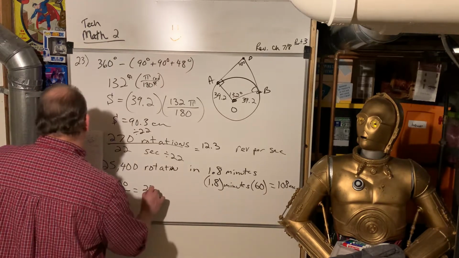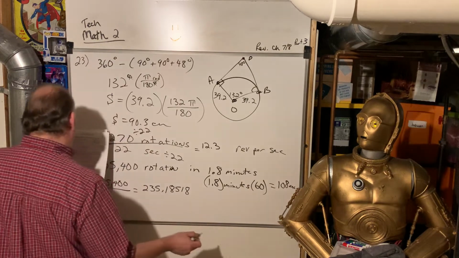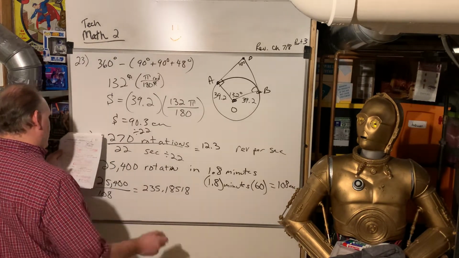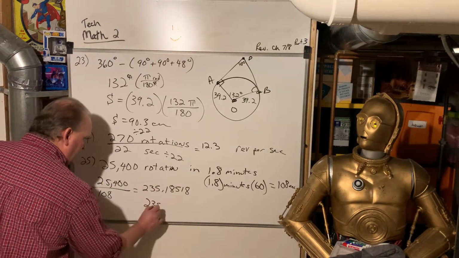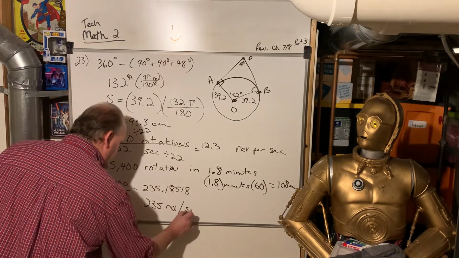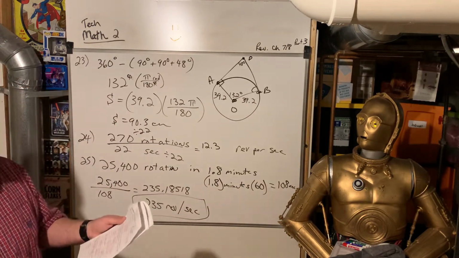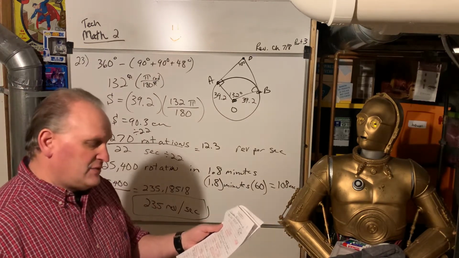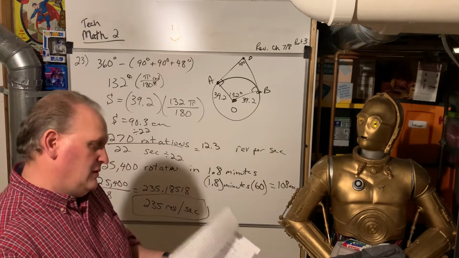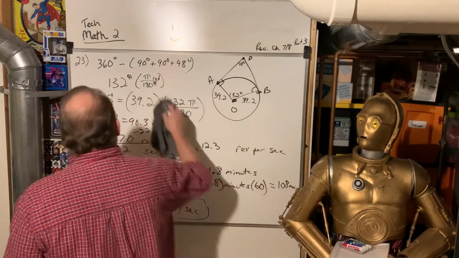You just basically do that division. That is 235.18518, but they want it rounded to the nearest whole revolution. So 235 revolutions per 1 second. Okay? Or RPS. If you just want to write RPS, that's fine.